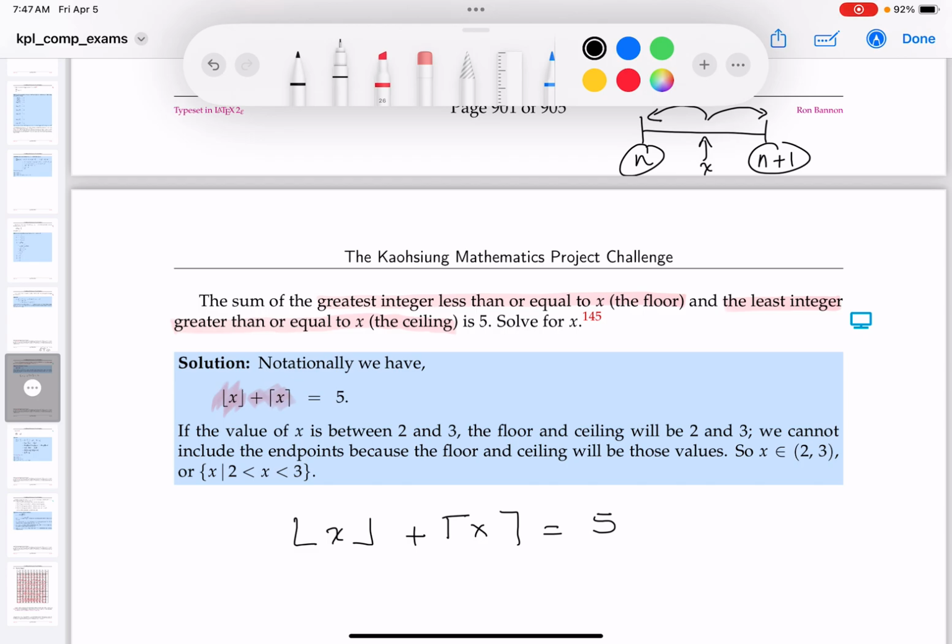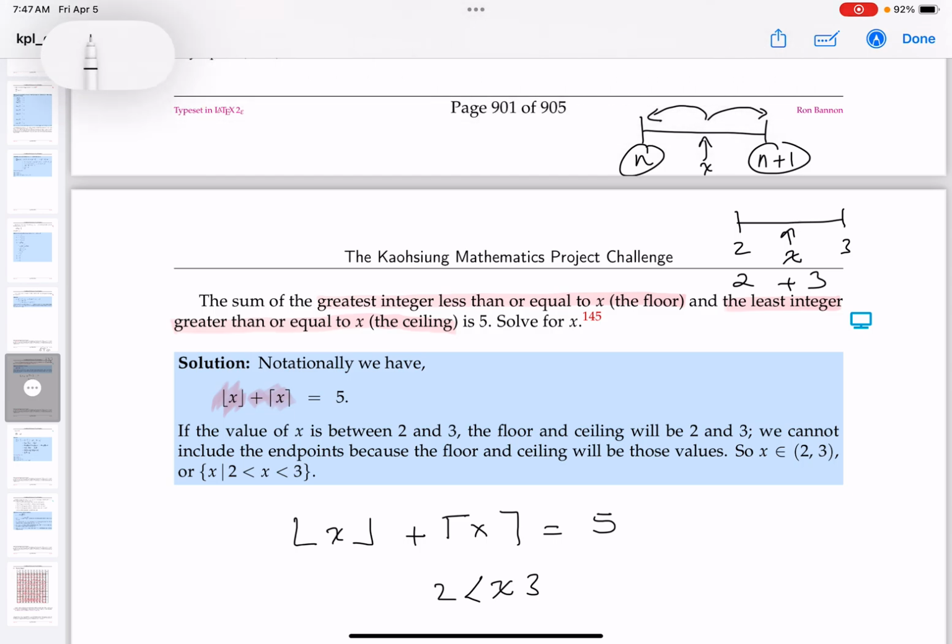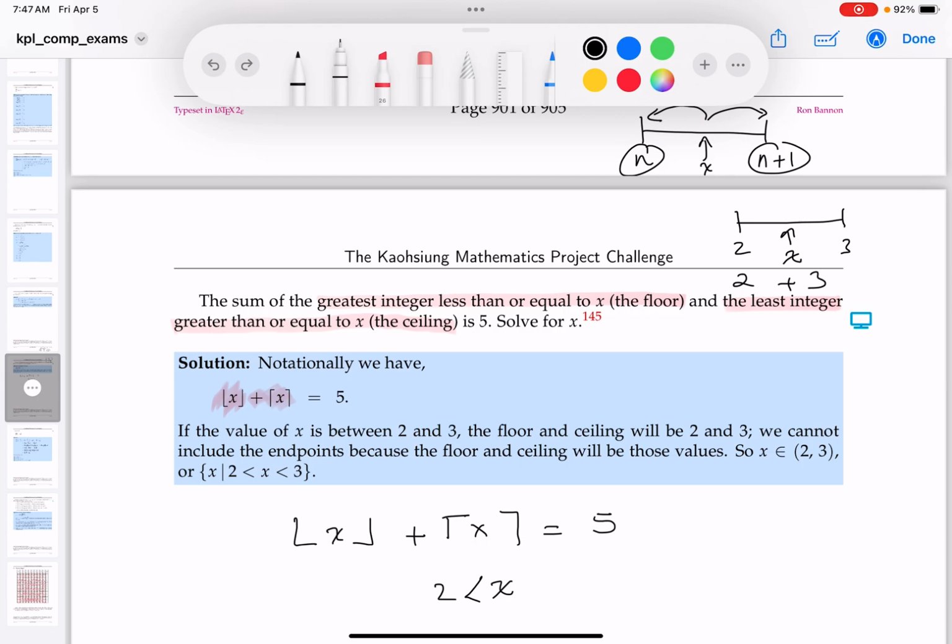All right? So I'm going to put that down for you. I'm going to put the number 2 down and the number 3 down. And then I'd pick an x here, and the x is between 2 and 3. Now, if x is between 2 and 3, the floor would be 2, and the ceiling would be 3. So I'm going to say x is definitely between 2 and 3. Whoops, I made a mistake there. Go backwards a little bit.